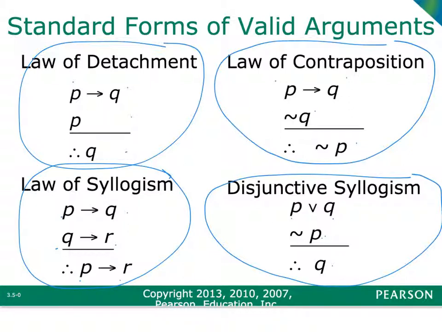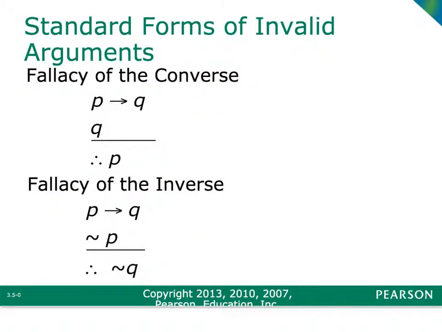So again, these are just shortcuts. If you cannot remember them, you can do a truth table every single time and prove whether the argument is valid or invalid, although these shorten the process considerably. There are also 2 forms that are commonly invalid. The first is the fallacy of the converse. If P, then Q, Q happened, therefore P happened. That is false. That's an invalid argument.